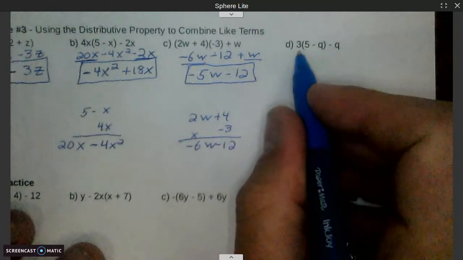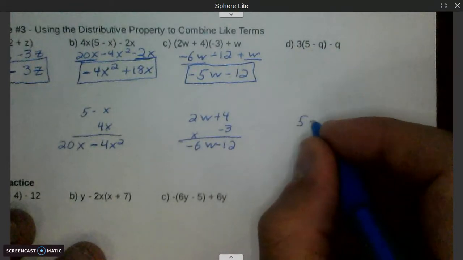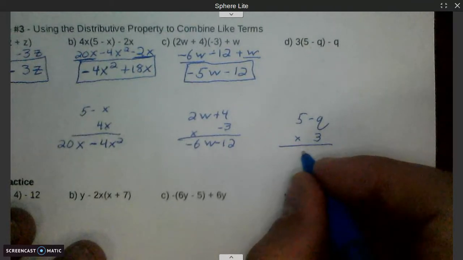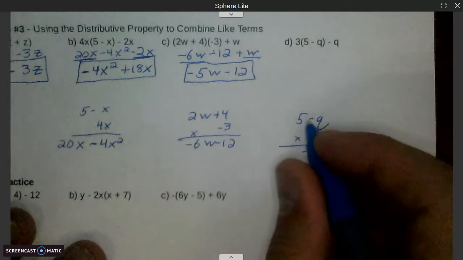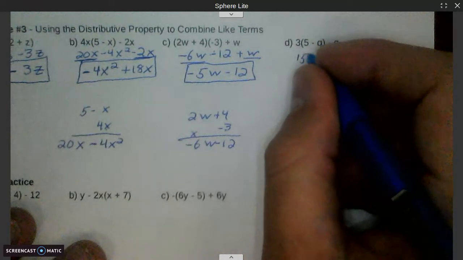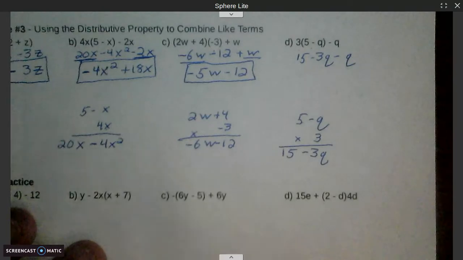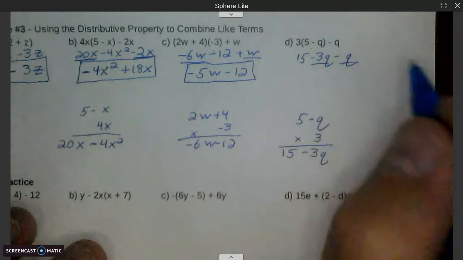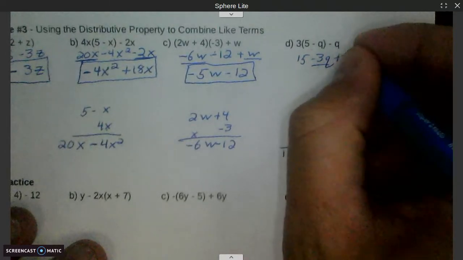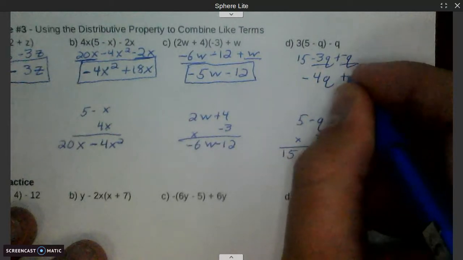All right, letter D, I have to multiply this monomial by this binomial. So I'm going to take 5 minus q, and I'm going to multiply it by negative 3. So this will be negative 3q. Negative 3 times 5 is negative 15. So I know up here I'm going to have 15 minus 3q minus q. My like terms are those with the q's. So negative 3q minus q, or negative 3q plus negative q, gives me negative 4q, and then plus 15.